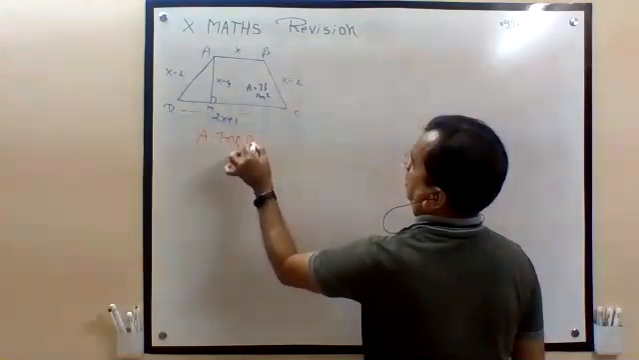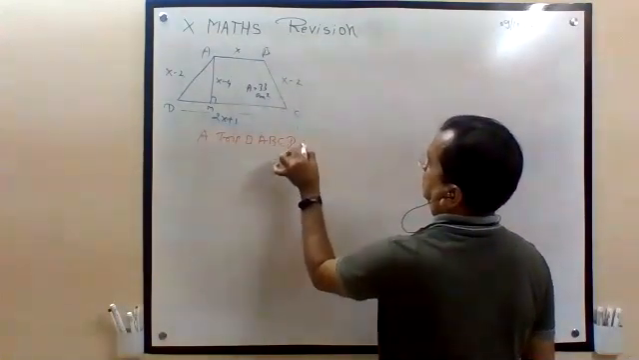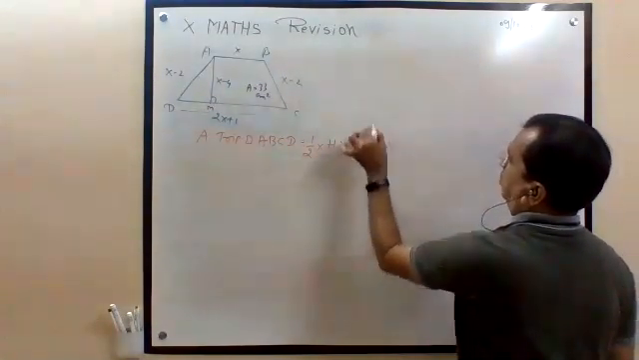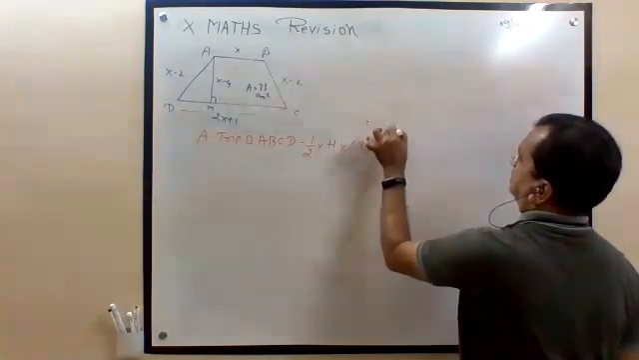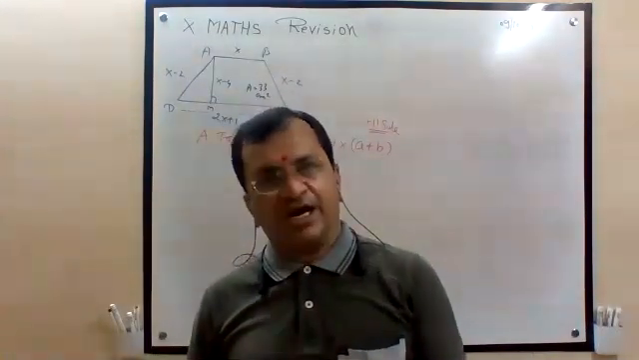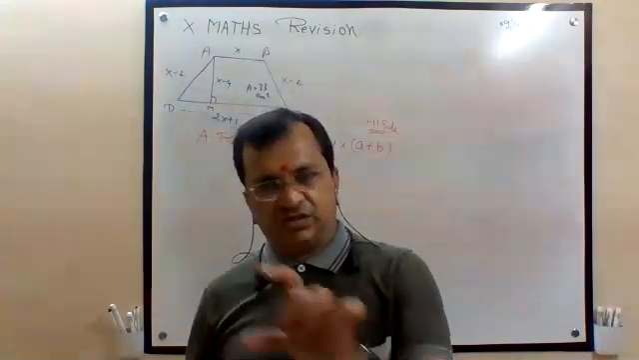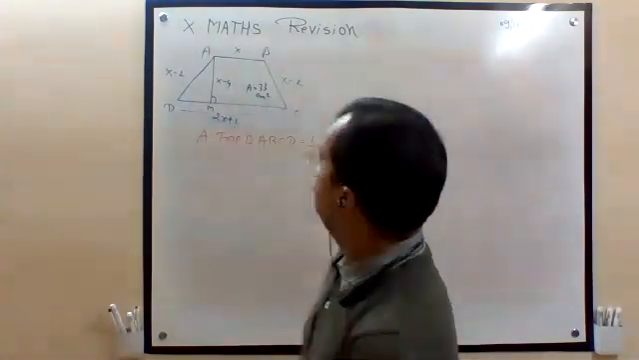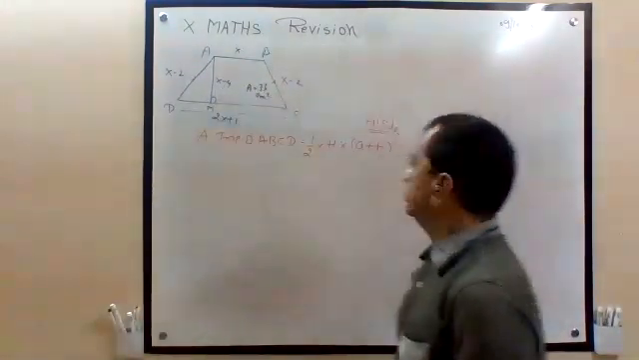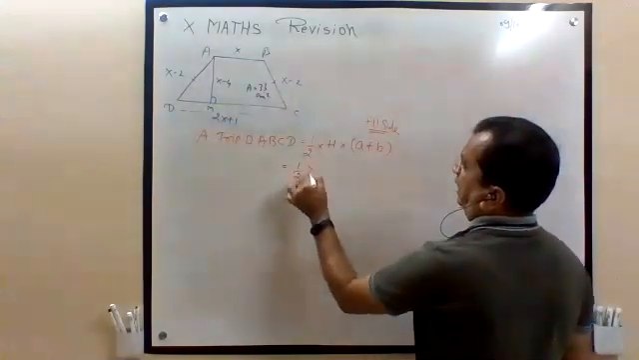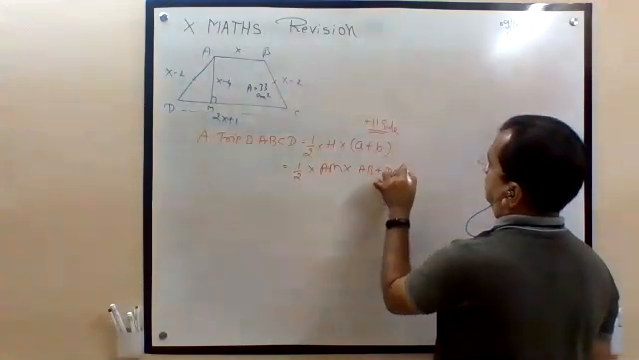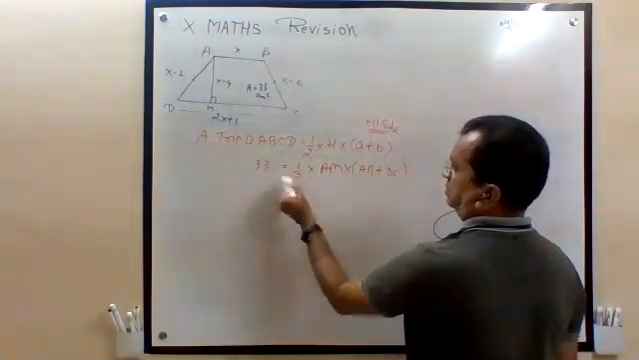Area of trapezium, quadrilateral A, B, C, D, is equal to half into height into the sum of the parallel sides. For your understanding, I am writing. Trapezium means the quadrilateral in which one pair is parallel, not both. So here these are parallel, these are equal, not parallel. So that is half. Height is AM. Parallel sides are AB plus DC. And that is given 33.